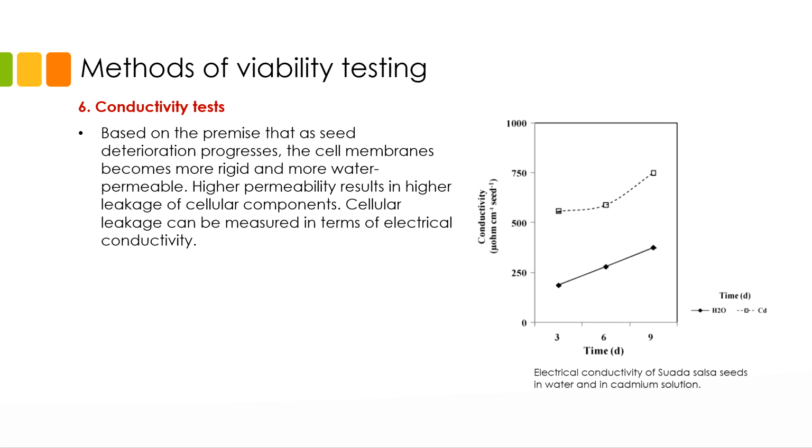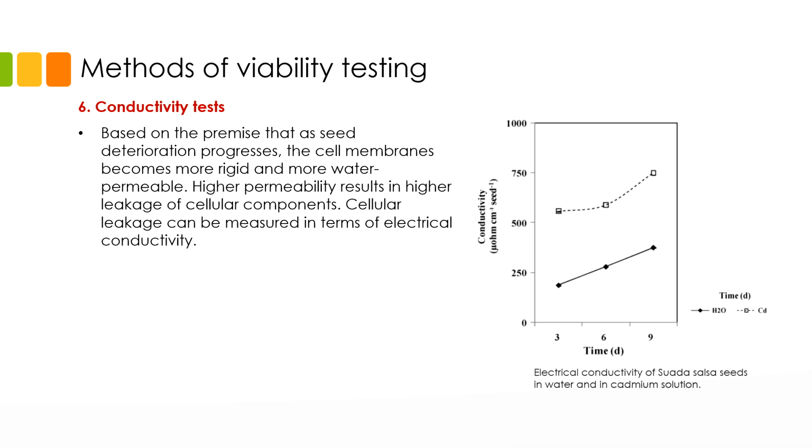So far, we've looked at vital coloring methods, enzyme activity methods, and the hydrogen peroxide test. Together, these approaches demonstrate how both structural and biochemical indicators can be used to assess seed viability. Next, we'll turn to the conductivity test, which evaluates seed vigor by measuring membrane integrity.